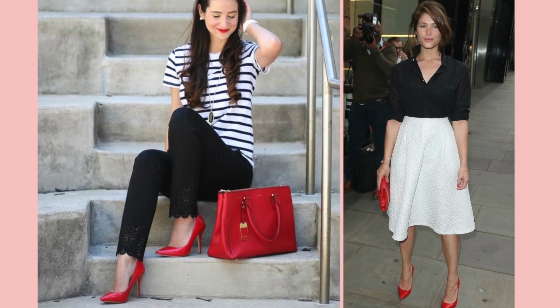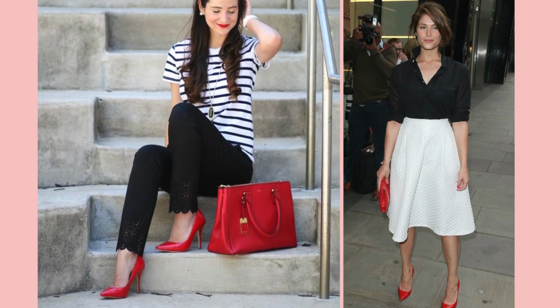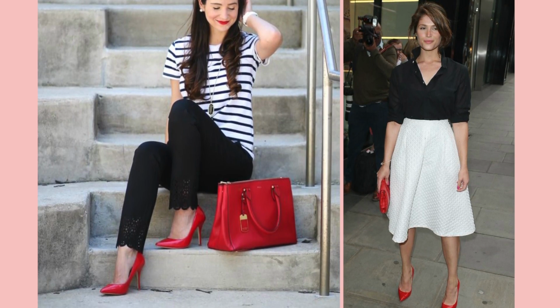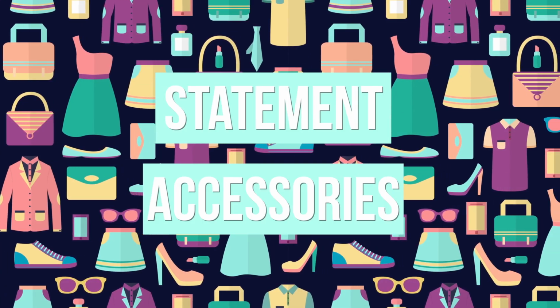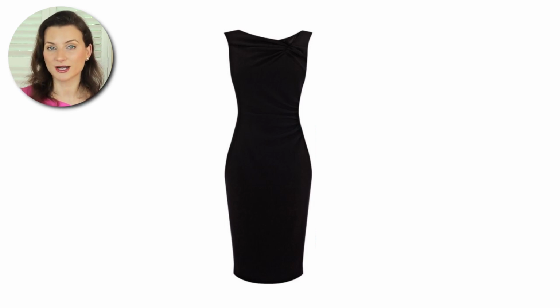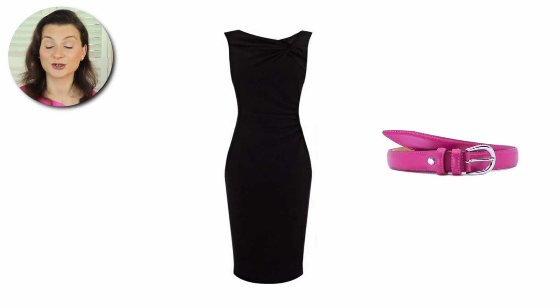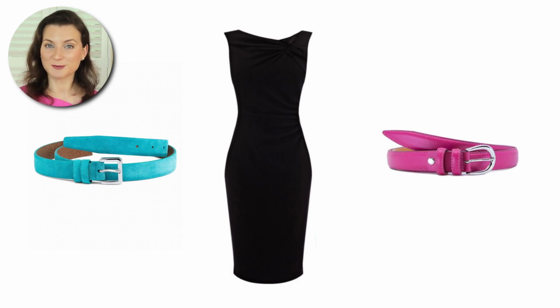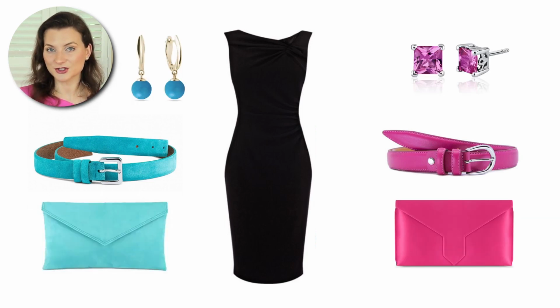To further enhance the pop of color, you can incorporate a red handbag or bold red lipstick. Statement accessories are a fantastic way to inject color into your outfit. A bold statement necklace, a vibrant handbag, or a pair of colorful shoes can transform a simple outfit into a head-turning ensemble. For example, a little black dress can be elevated with a statement belt in a bright, contrasting color like fuchsia or turquoise. Finish off the look with matching accessories such as a clutch or earrings.